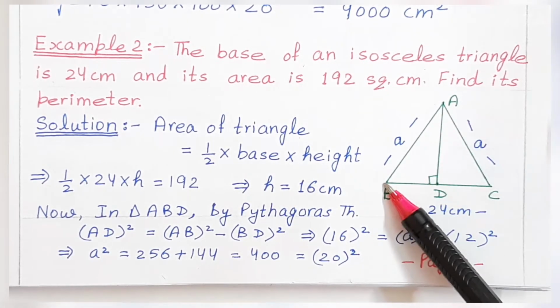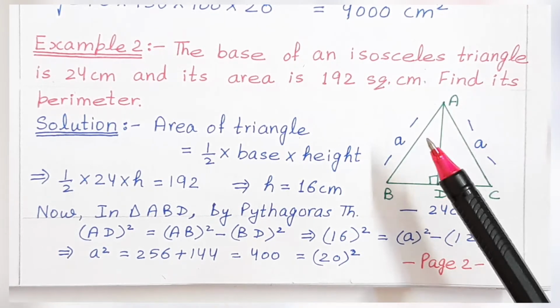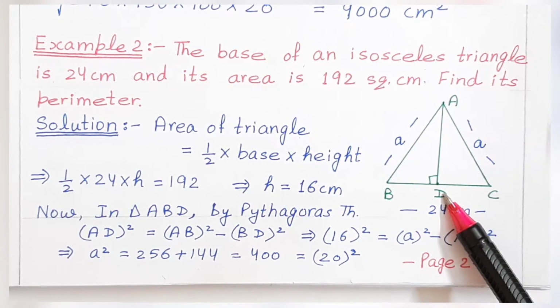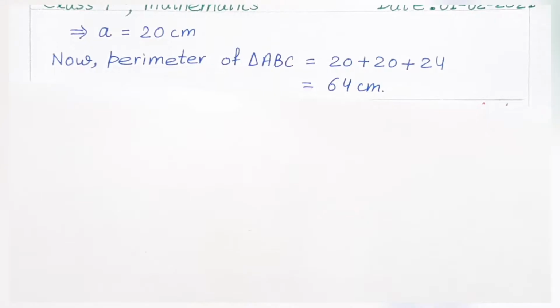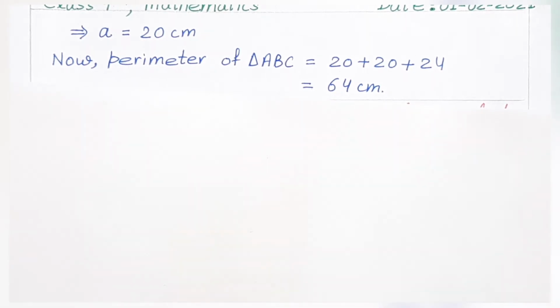Now AB is also 20. AC will also be 20. So the answer is 20 plus 20 plus 24. That is equal to 64 centimeter. Clear?